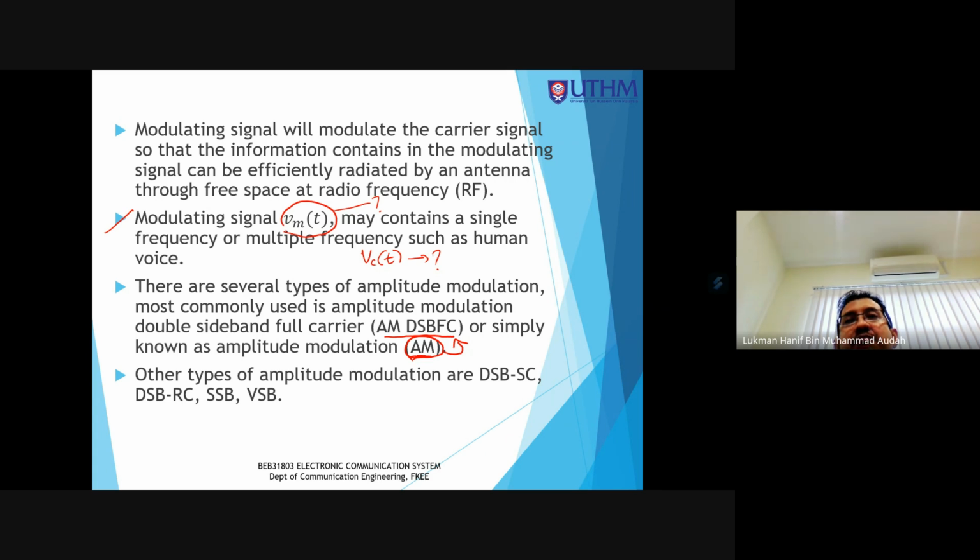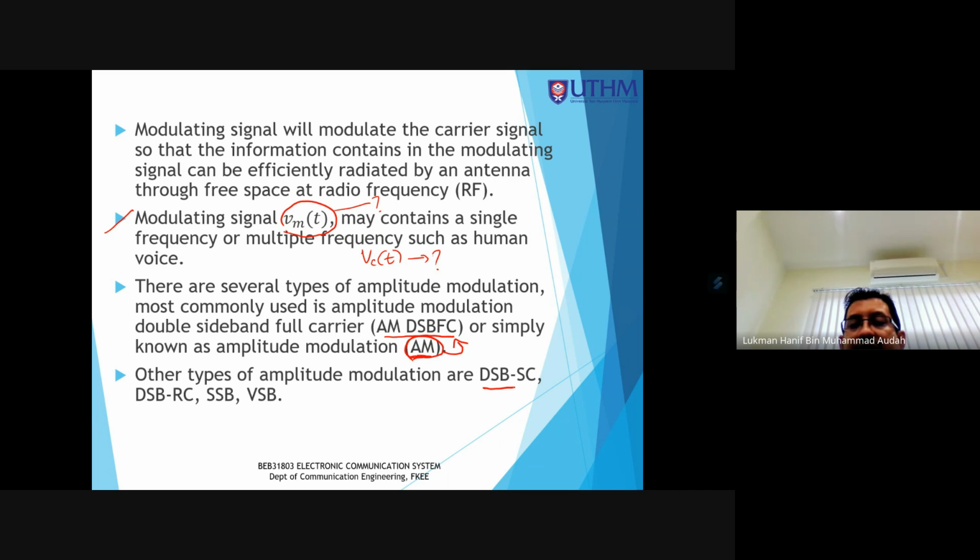Okay, the oldest AM modulation signal. AM has a few family members. There are other types of AM actually. Not only double sideband full carrier, we also have another type of AM signal. The oldest is double sideband full carrier. I can say that the grandfather of AM, we call it DSBFC. But in the family of AM, we have other types.